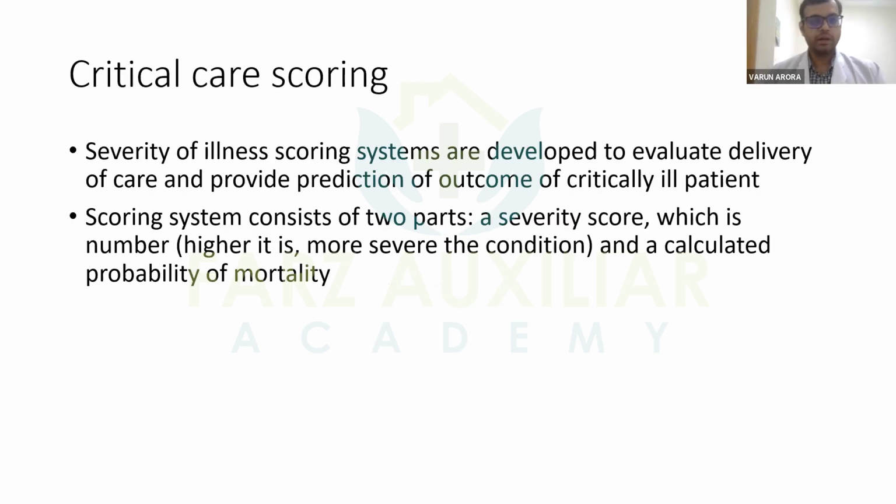Let's first see the critical care scoring systems. They are developed to evaluate delivery of care to the patient and to provide prediction of outcome of critically ill patients. These systems consist of two parts. The first is the severity score, which is a number. The higher the number is, the more severe the patient's condition, and a calculated probability of mortality.